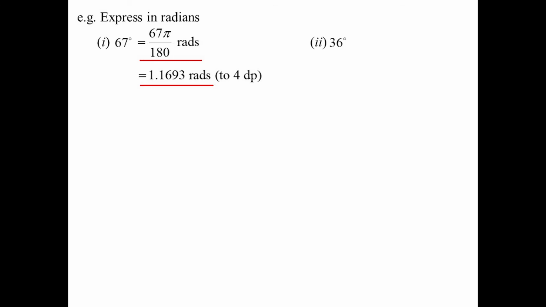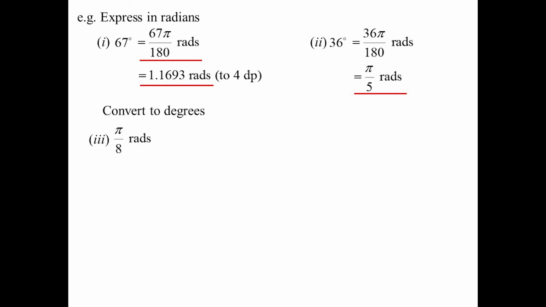Okay, 36 degrees then, that one will cancel. So 36 goes into 180, we get pi on 5. And if we're going back the other way then, we'd multiply by 180 on pi. So pi on 8 radians, the pi's cancel, that's 22.5 degrees.